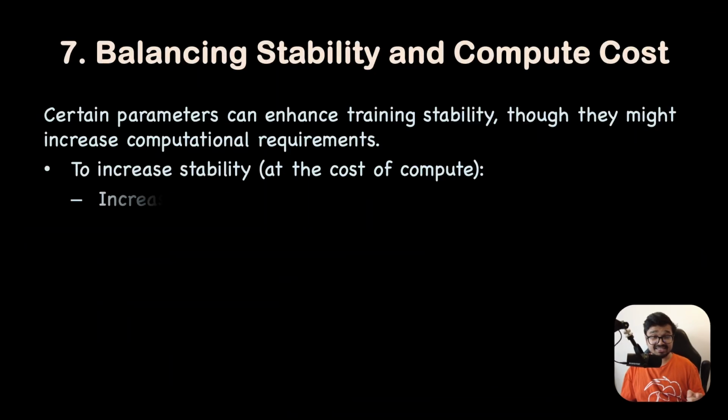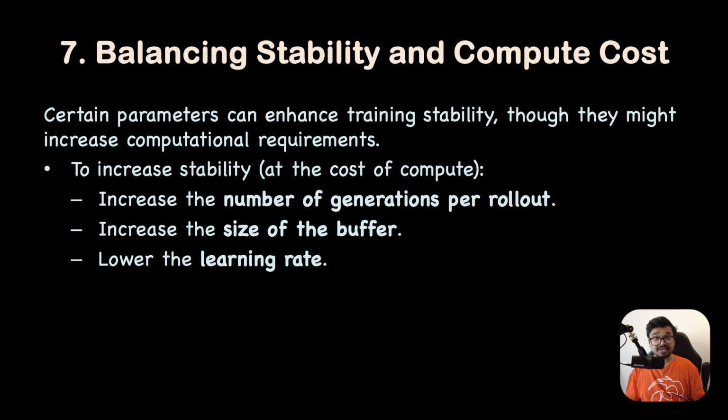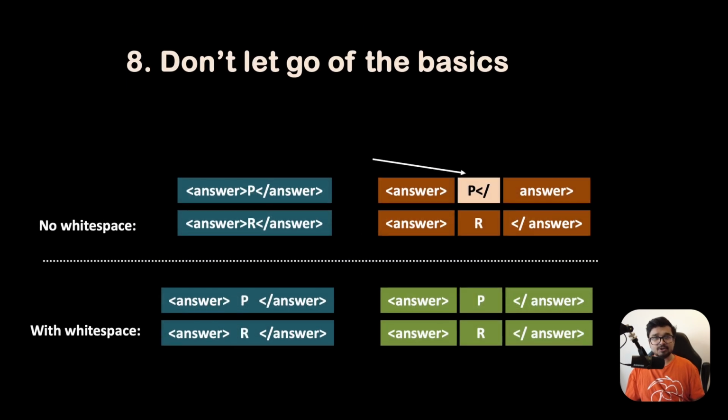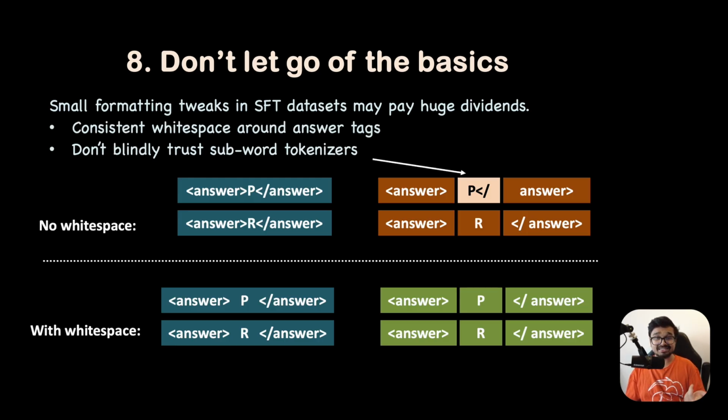7. The following parameters increase the stability of training at the cost of compute: increasing number of generations per rollout, size of the buffer, lowering the learning rate. Number 8. Have a close look at your SFT dataset file. For example, just adding white spaces between your answer tags will make the tokenization process simple and consistent throughout, making the learning task much easier for your LLM.